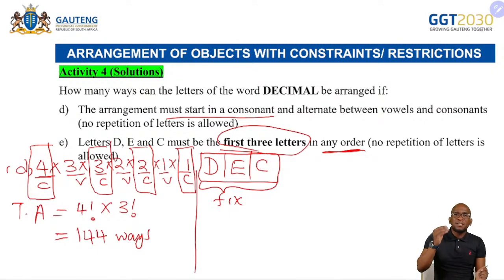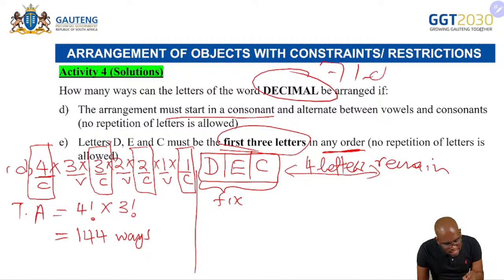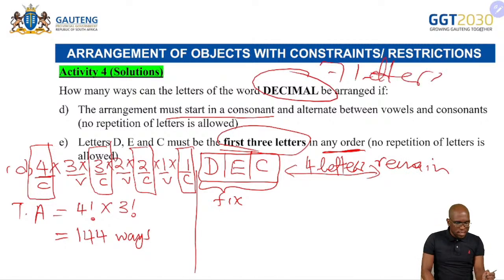If they said D, E, and C must be the first 3 letters in that order, then they cannot interchange positions because the order is also specified. In this case, the order is not specified. They said in any order, but they must be the first 3 letters. Now, if you have D, E, and C being the first 3 letters, how many letters are left? We have 4 letters remaining, because we have 7 letters in total.